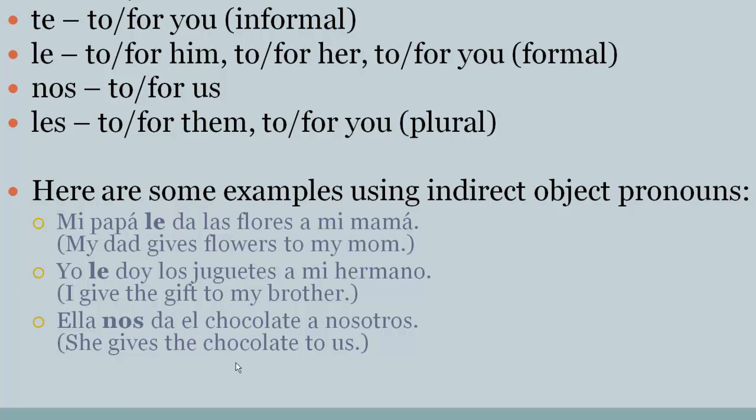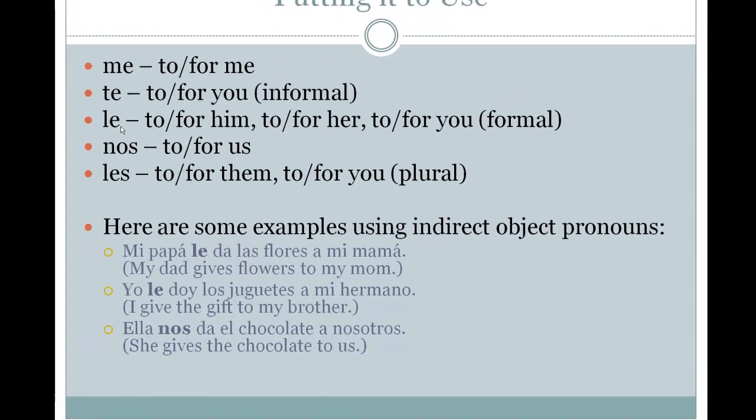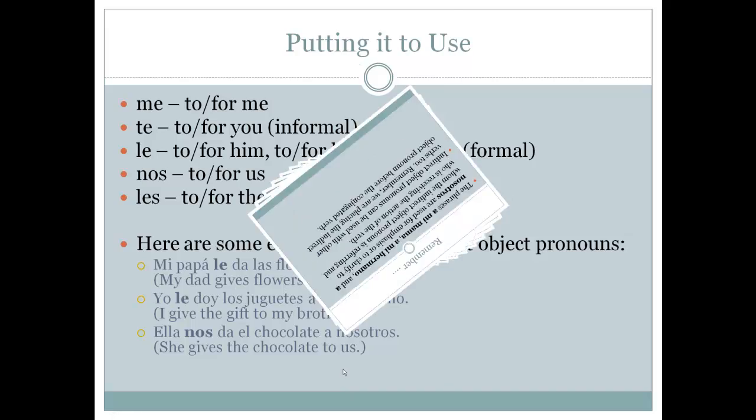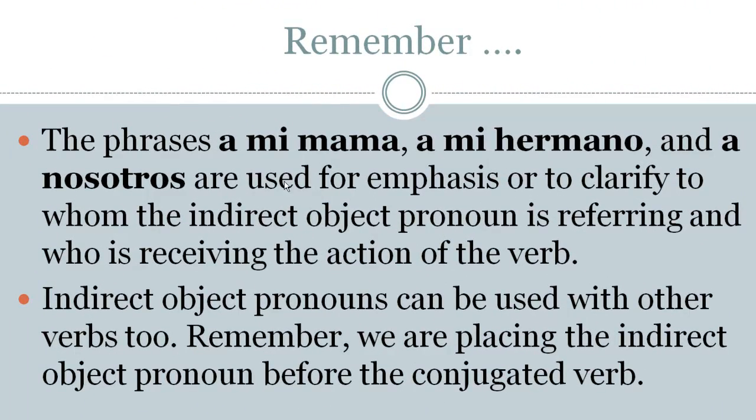Ella nos da el chocolate a nosotros. She gives the chocolate to us. So nos, for us or to us. And the first one I didn't point out, but le goes with mamá. Le, to her. I hope that makes sense to you guys. Basically, who are we talking about? Who's receiving the action? And that depends on where you're going to use me, te, le, nos.